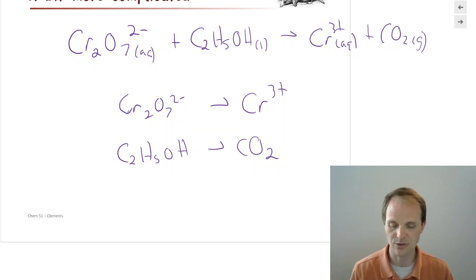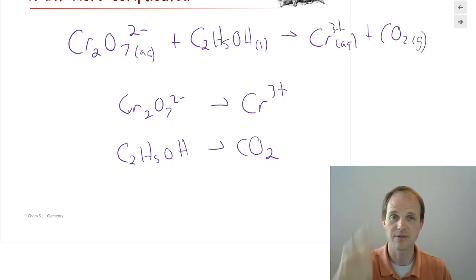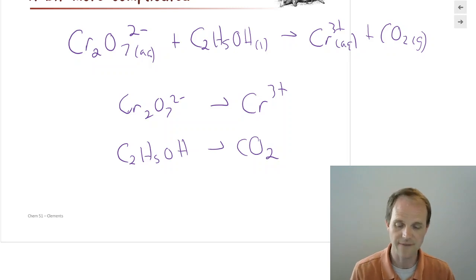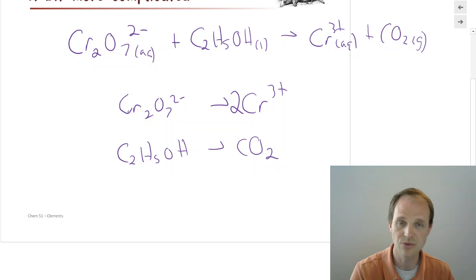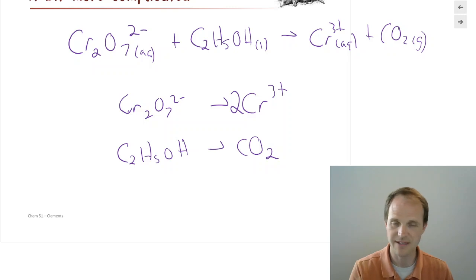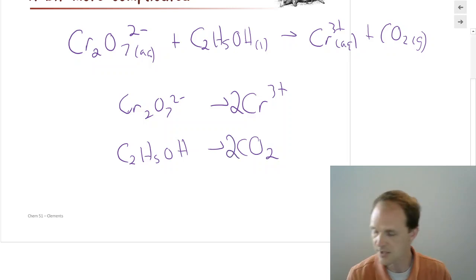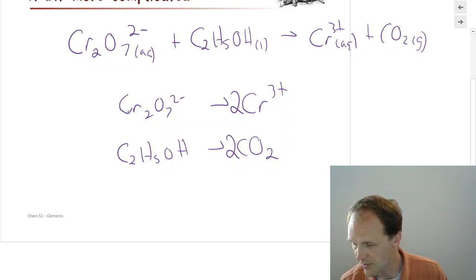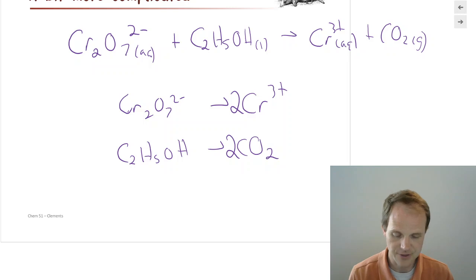All right, so how are we going to balance these two half reactions? We're going to go through our rules. We're going to make sure that everything's balanced the way it's supposed to. First rule is we have to balance all atoms other than hydrogen and oxygen. So we're looking at that first half reaction. We've got two chromiums on the left, only one on the right. So I'm going to go ahead and put a 2 here to make sure that I've got 2 chromiums on the right. Here we've got C2H5. We don't worry about the H, we don't worry about the O, but C2 on the left, so we need 2 CO2s on the right. All right, so there's our first step.